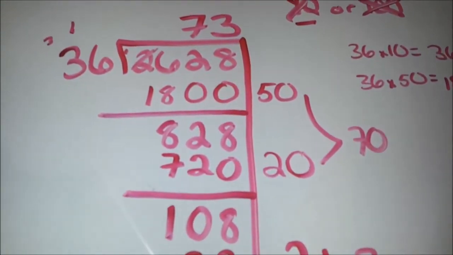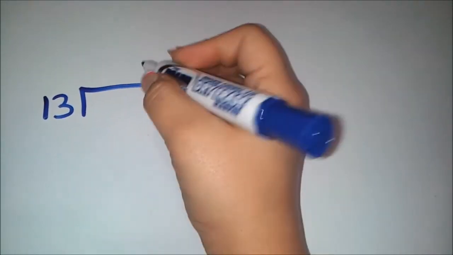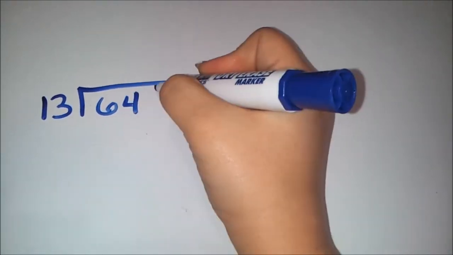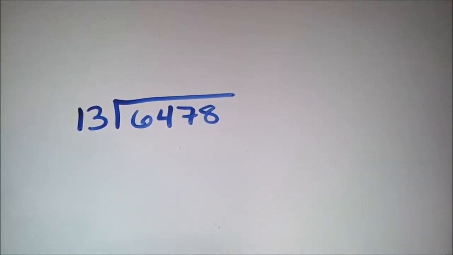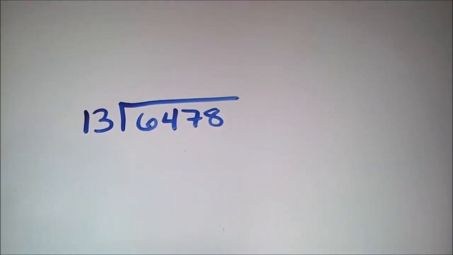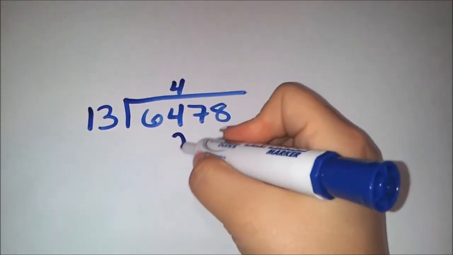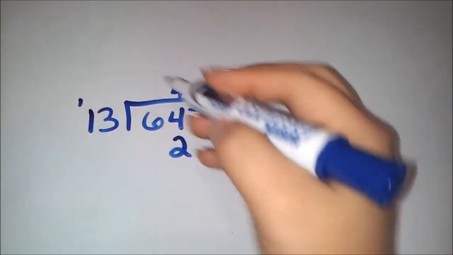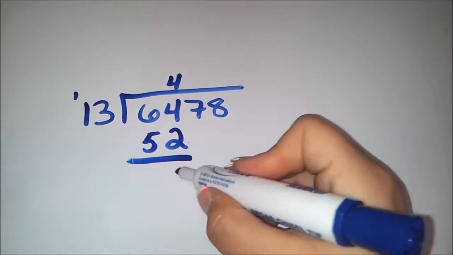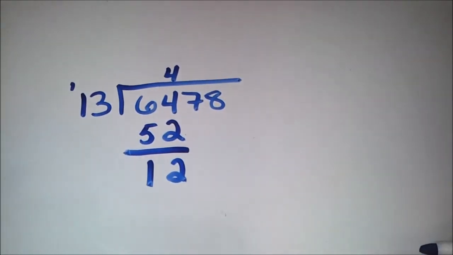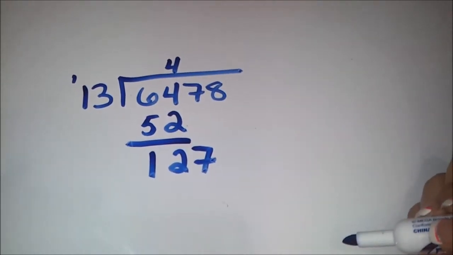Let's try another problem. Let's do 13 divided into 6,478. Let's try this using our long division standard method. So, 13 divided into 64. Let's try 4. 4 times 3 is 12, carry your 1, and that's 52. Let's go ahead and subtract. We're going to get 2 and 1, there's 12, and that's smaller than 13. Drop down the 7. Now 13 into 127.